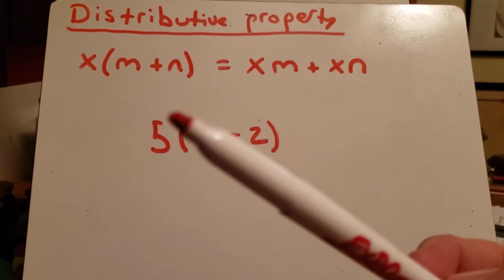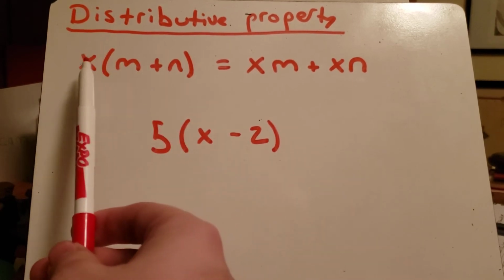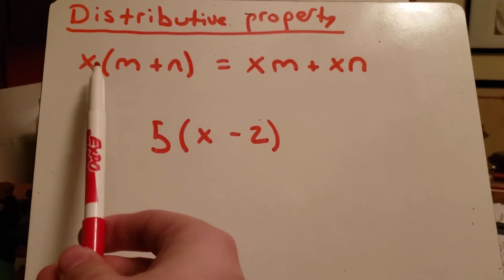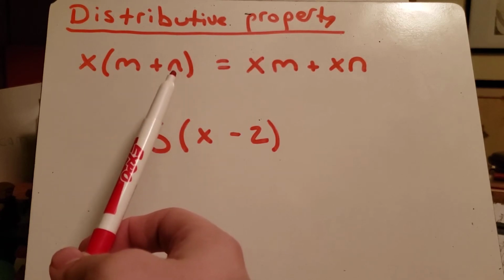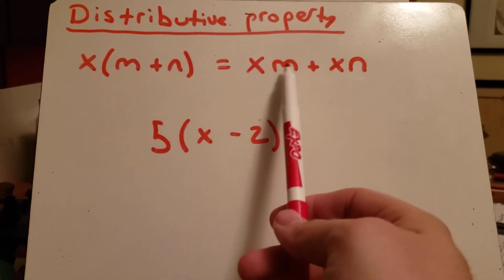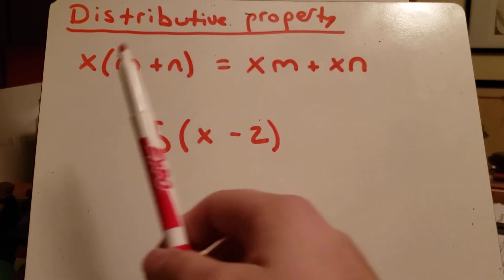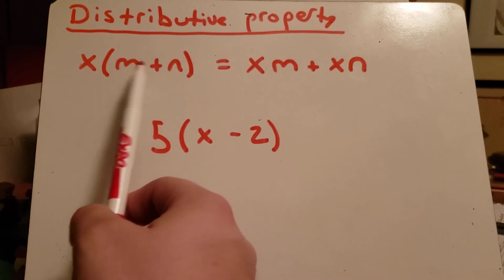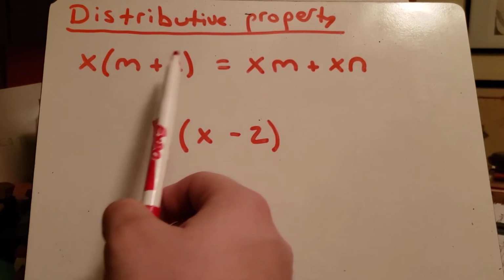Okay, so if you have an equation or an expression that has something in parentheses like this, and a value, whether that be a variable or a number, is being multiplied by the parentheses, you can simplify that by multiplying the thing outside of the parentheses by the first thing in the parentheses and by the second thing in the parentheses. Basically, what that's saying is that when there's something being multiplied by a parentheses with an addition or subtraction in it, you're going to multiply that x or that value by everything in the parentheses.